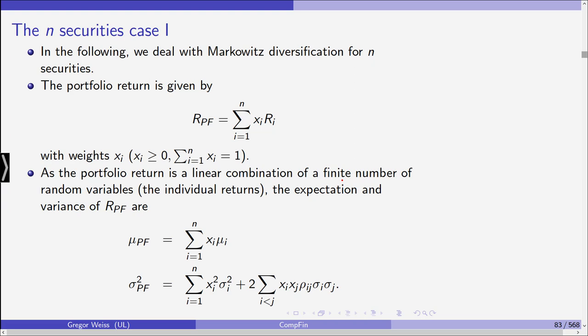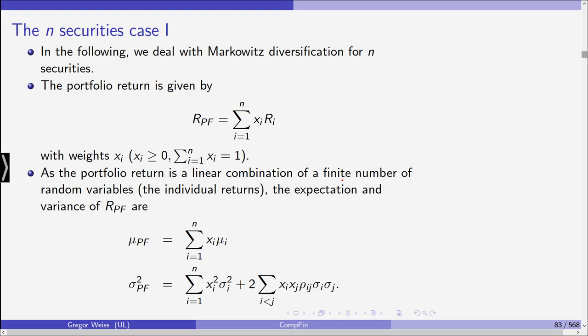Up to this point, we have only talked about the two security case. Now let's focus on the n securities case. So we are not looking at just two securities, two stocks, but we are looking at 10, 20, 30 securities maybe. So the Markowitz diversification for n securities is our next topic. The portfolio return is simply given by the weighted sum of all the different returns. So x1 times r1 plus x2 times r2 and so on with different weights.